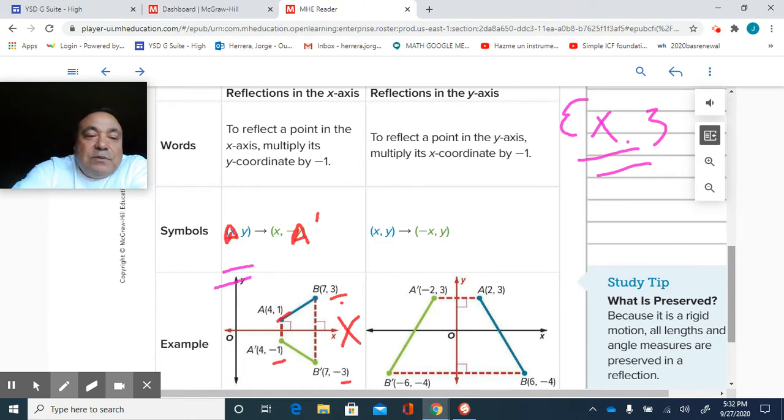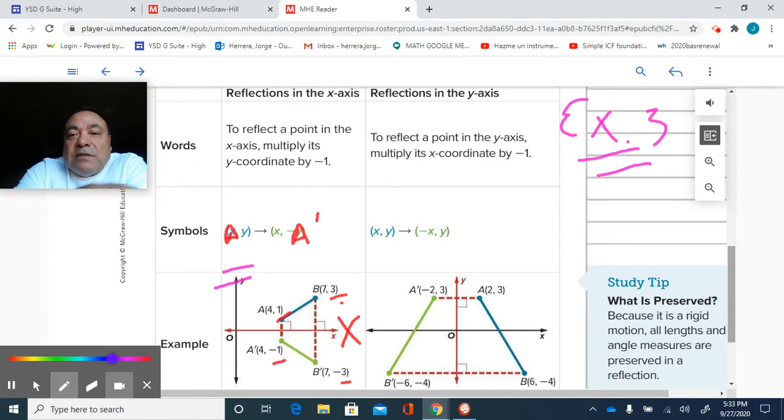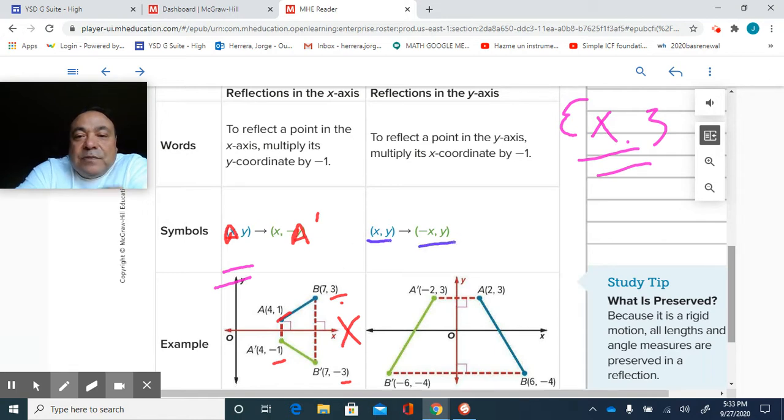By the same token, when you want to reflect across the y-axis, then guess what? You multiply the x-coordinate. So you can see it right there. This will be the pre-image, and this will be the image. And you can see how the x is multiplied by -1. Over here was the y, over here is the x.